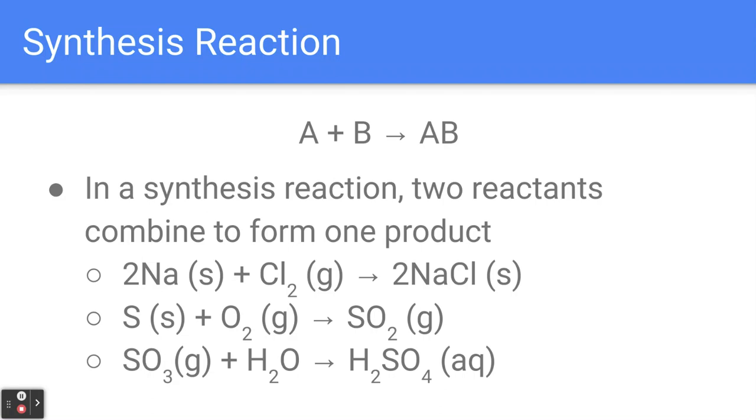You could also react sulfur plus oxygen to get a sulfur dioxide gas. You could take sulfur trioxide gas plus water to get us a sulfuric acid product. So again, you're taking 2 reactants and combining them to form one product. Synthesis, when you hear synthesis, try to think putting together.